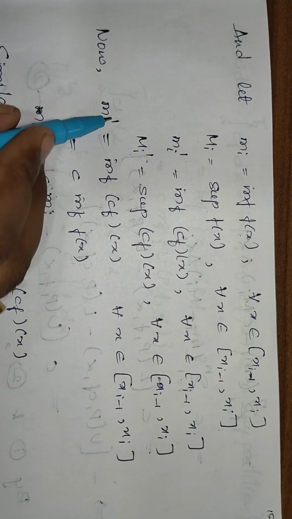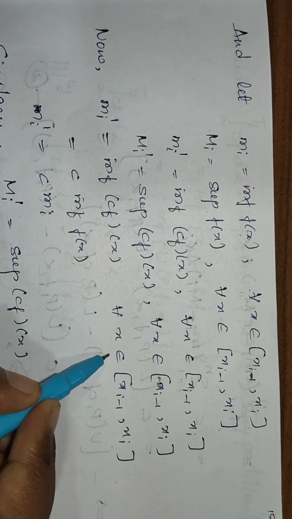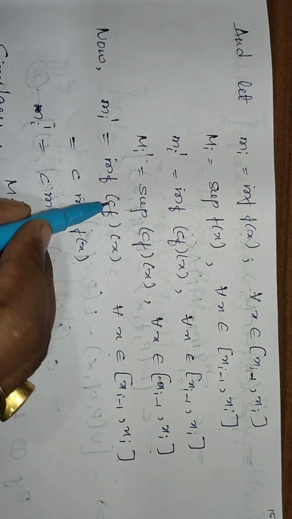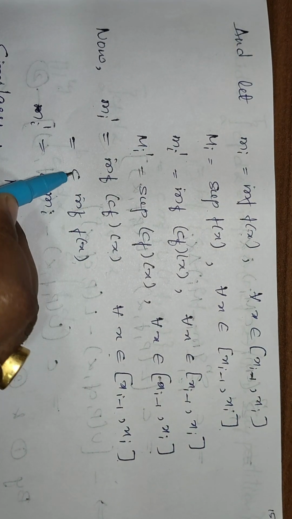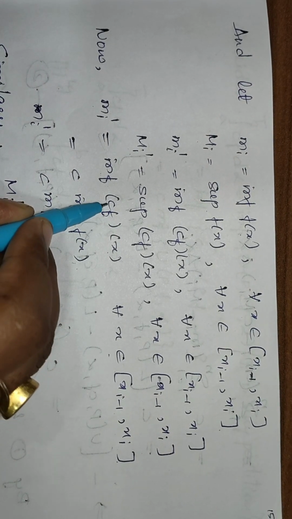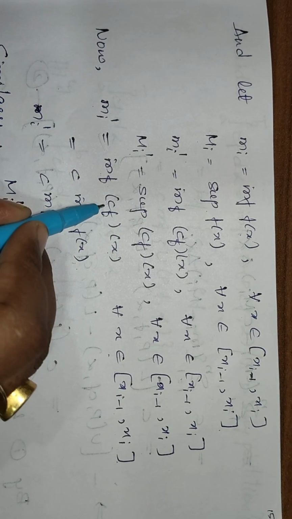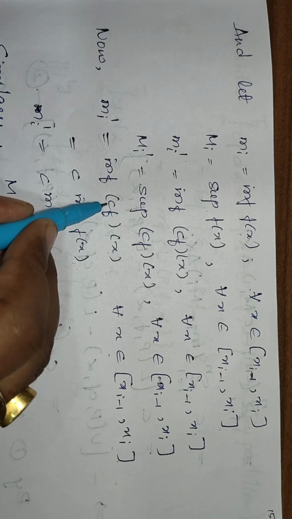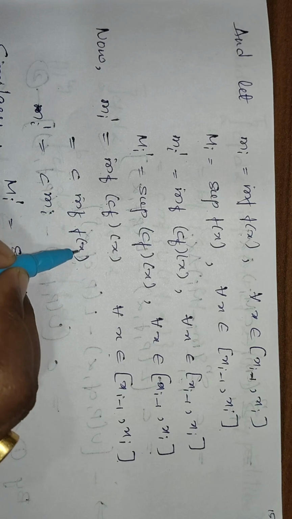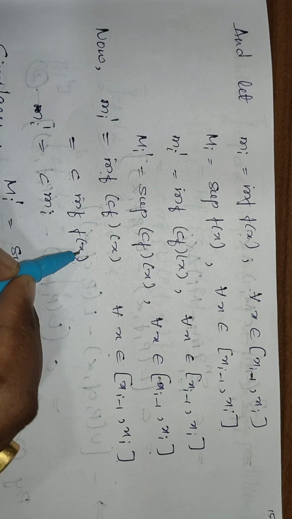Now mi dash is actually the infimum of Cf of x for all x belong to xi minus 1 comma xi. And here, if I take the C outside, I can have C into infimum of f of x because C is constant and also C is positive. But this is not the case if C is negative. Okay, so here, since C is positive, I can take this outside. So C into infimum of f of x is nothing but infimum of C into f of x. So both are one and the same.